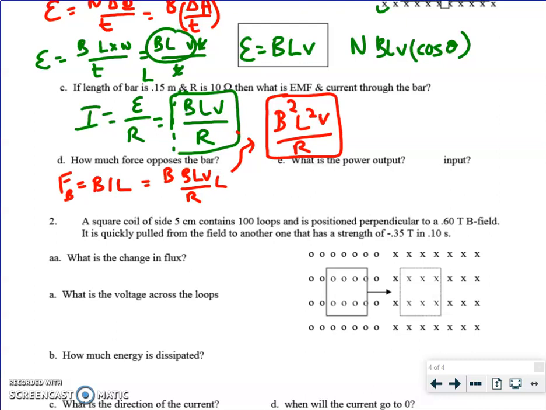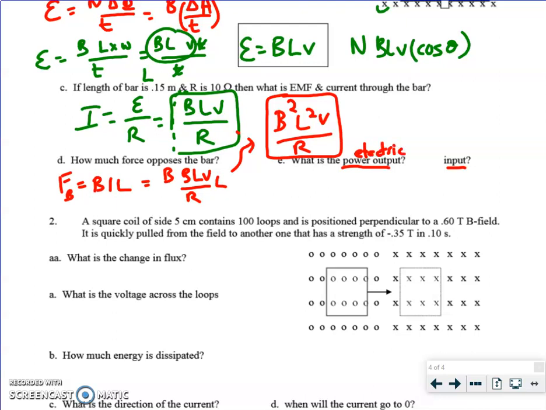That's how you'd calculate it based on those given values. And it's kind of cool how there's that self-consistency in that there's a force that opposes that moving bar to conserve energy. All right, what's the power output and the power input? So the power output is electrical.